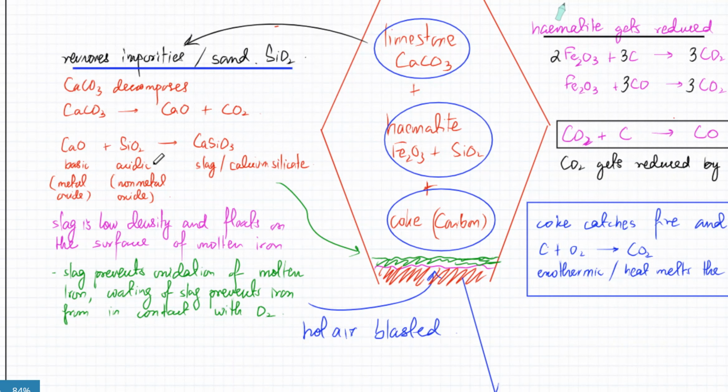Non-metal oxides are acidic and they react together to form a salt, which is called calcium silicate and also known as slag. Slag is low density and floats on the surface of the molten iron. And slag prevents oxidation of molten iron. Like the molten iron is covered or protected by slag, so it doesn't come in contact with oxygen in the air and doesn't really rust.